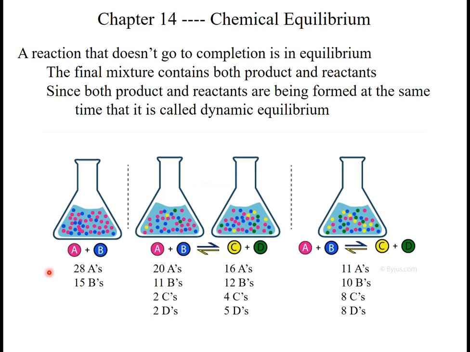Okay, this is the beginning of chapter 14. Chapter 14 has to do with chemical equilibrium. Chapters 14, 16, and 17 are all very closely related, dealing with equilibriums. This is a generic chapter that covers all equilibriums, whereas 16 and 17 are specific equilibriums.